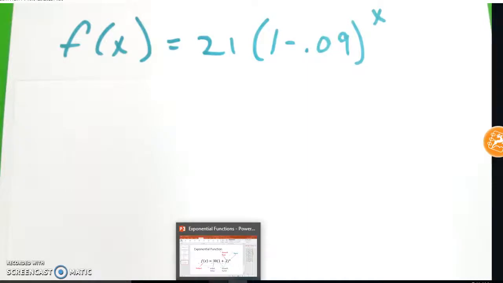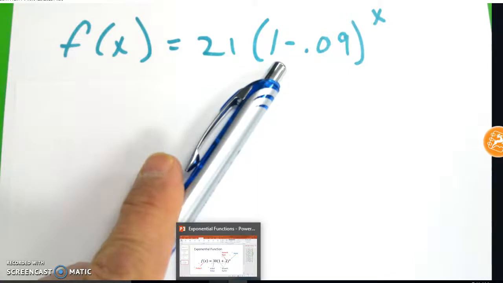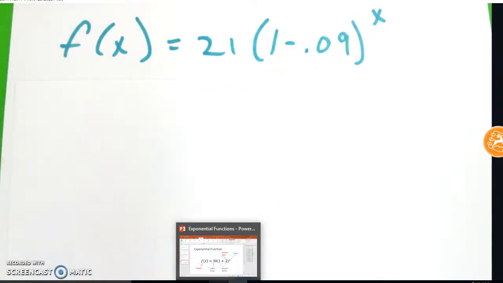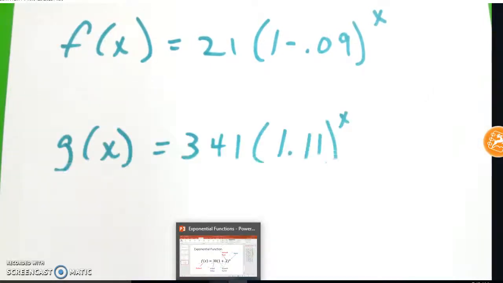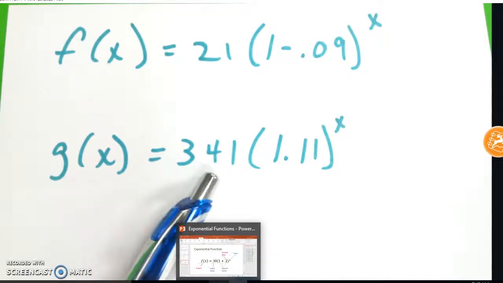So you're looking at f of x here. Now, is this growth or decay? You have an initial amount of 20. There's your initial amount. Now, if your growth factor is between 0 and 1, you're going to be decaying exponentially. So this is 1 minus 0.09. So that's going to be less than 1. So that's exponential decay.